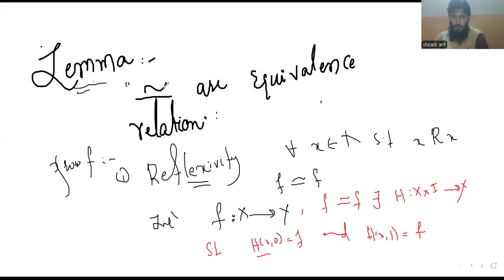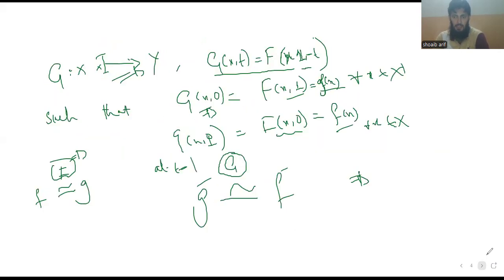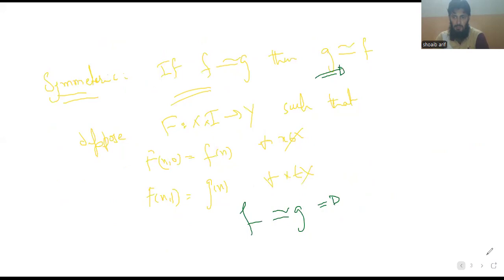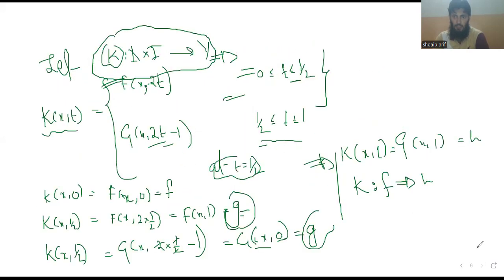The homotopic or path homotopic relation is an equivalence relation, according to these proofs which satisfy three conditions: first reflexivity, then symmetry, and then transitivity. So we proved that homotopic is an equivalence relation.